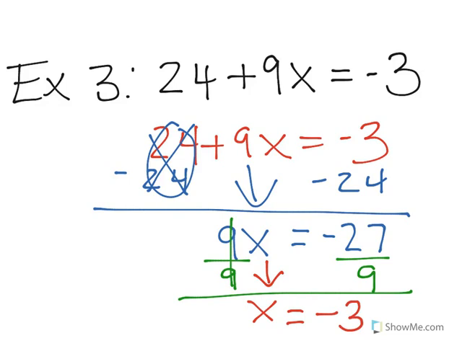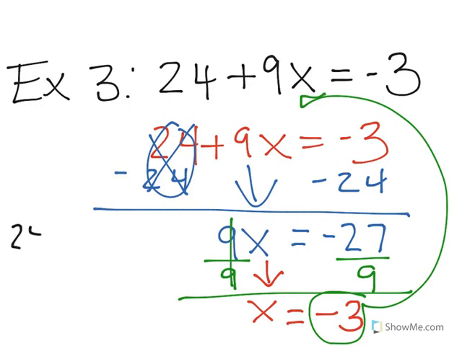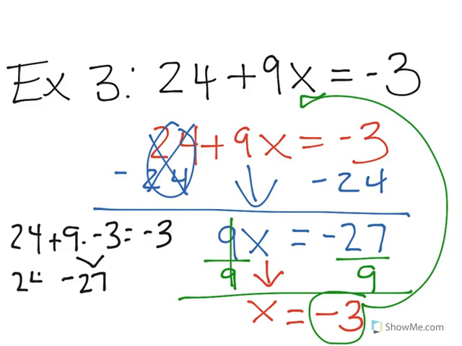Now I need to go back and check my answer. I'm going to plug in negative 3 back into my equation. So I'm going to say, does 24 plus 9 times negative 3 equal negative 3? So let's follow order of operations. 9 times negative 3, well, a positive times a negative is a negative. 9 times 3 is 27. I'm going to bring down my 24. So I'm going to say, does 24 plus negative 27 equal negative 3? And 24 plus negative 27 does equal negative 3, so my answer checks out.